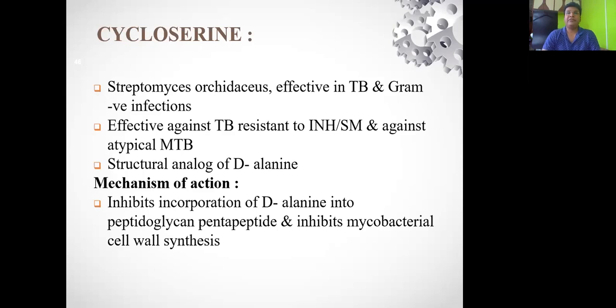This particular cycloserine is a structural analog of D-alanine. Hence, the mechanism of action is that it acts by inhibiting the incorporation of D-alanine into peptidoglycan pentapeptide. So it inhibits the incorporation of D-alanine into peptidoglycan pentapeptide and inhibits the Mycobacterium cell wall synthesis.